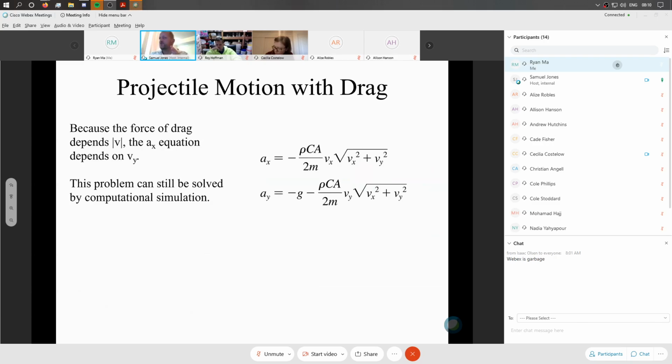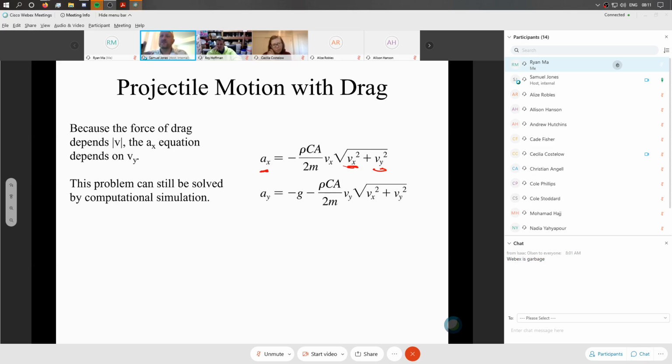depends on the magnitude of velocity squared. Well, that velocity has an x and y component. And what that means then is that my forces and my acceleration in the x direction will then depend on both the velocity in the x and the velocity in the y direction. Now, and this is in your book, by the way, we're not going to do any problems like this.